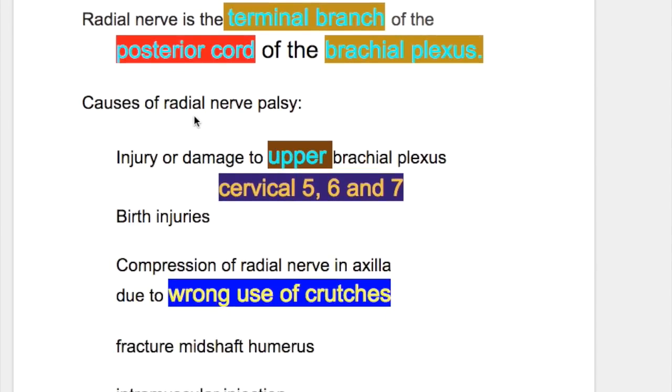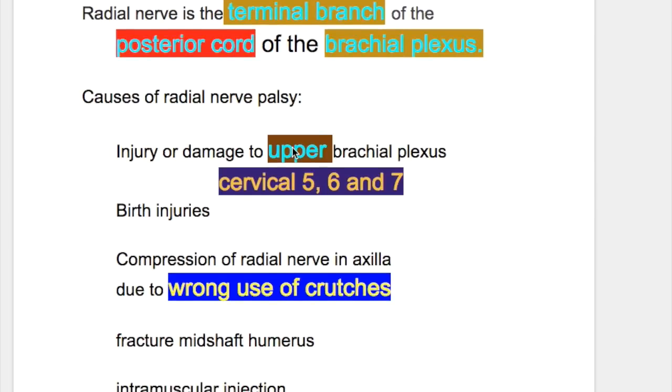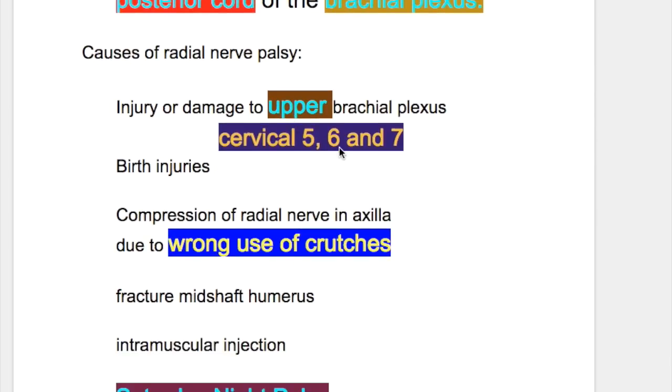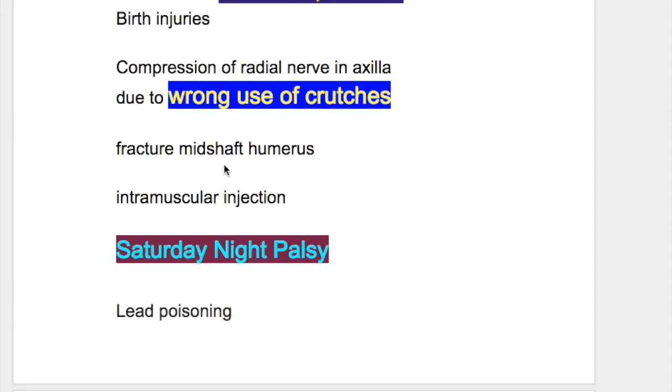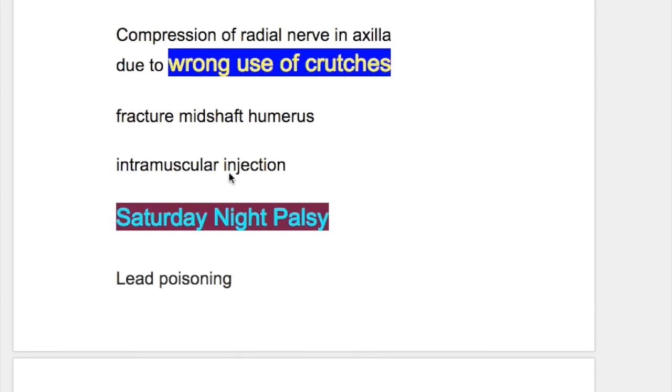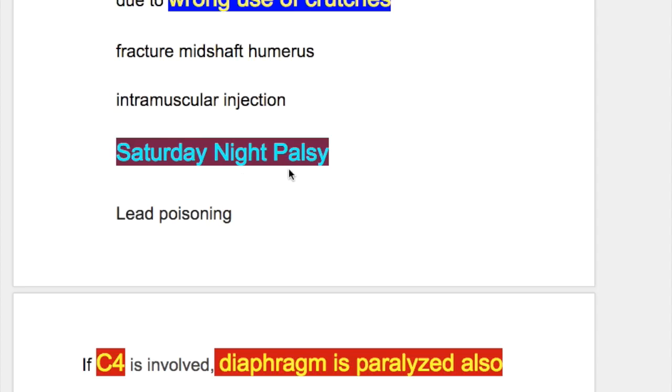So what are the causes of radial nerve palsy? Number 1, injury or damage to upper brachial plexus, cervical 5, 6 and 7. Birth injuries causing brachial plexus injury. Compression of radial nerve in axilla due to wrong use of crutches. Fracture mid-shaft of the humerus. Intramuscular injection. Saturday night palsy.